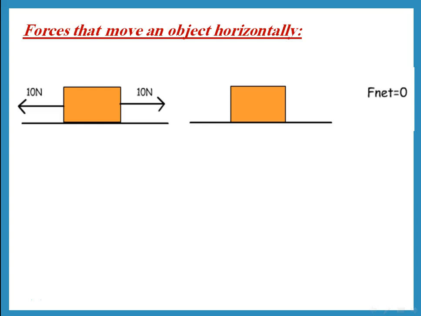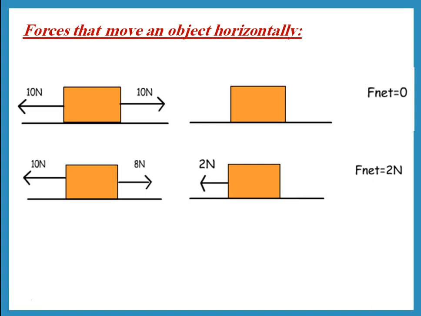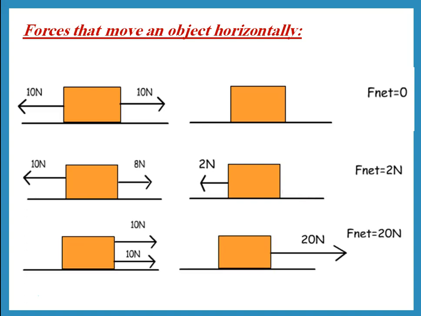But if this is an object that is already moving at a constant speed, it will continue at a constant speed if the two opposing forces are the same. Okay? What if they are not the same? What if one of them is larger than the other? Then the object will start to move towards the side with the higher force, and the net force, or the overall force, is the difference between the two forces. If both forces are in the same direction, then the object will move in that direction and the net force is a total of the two forces.